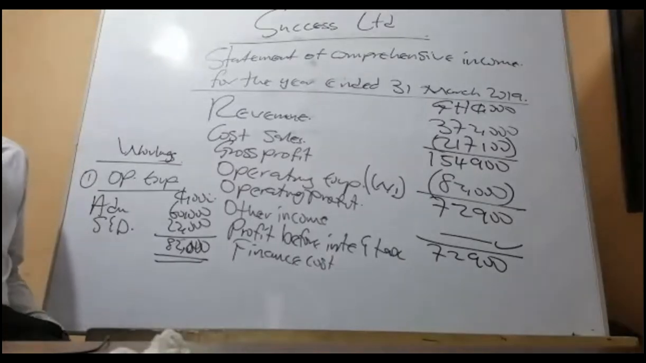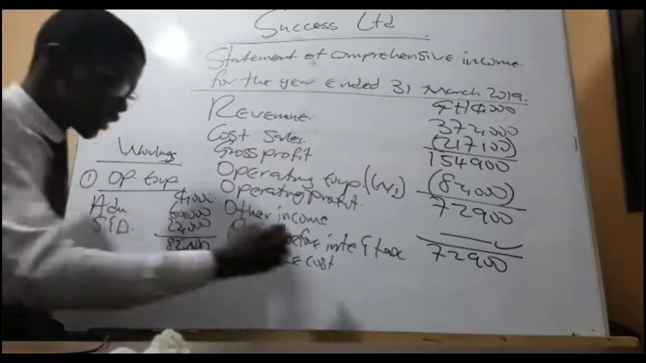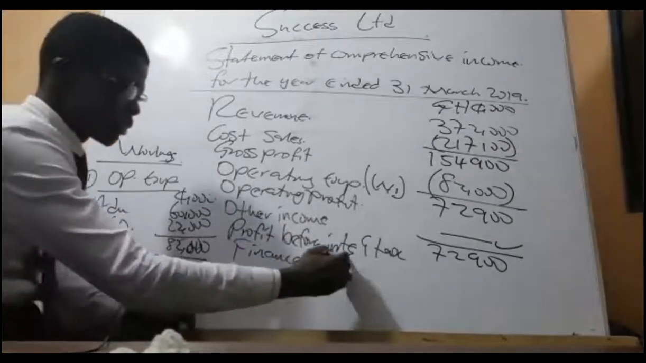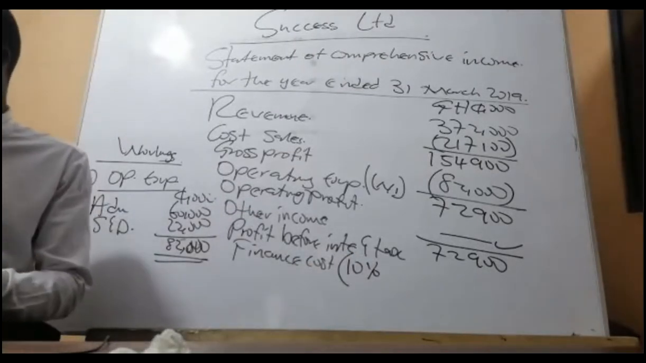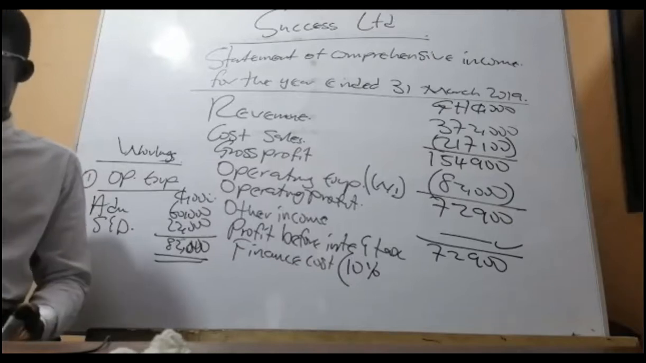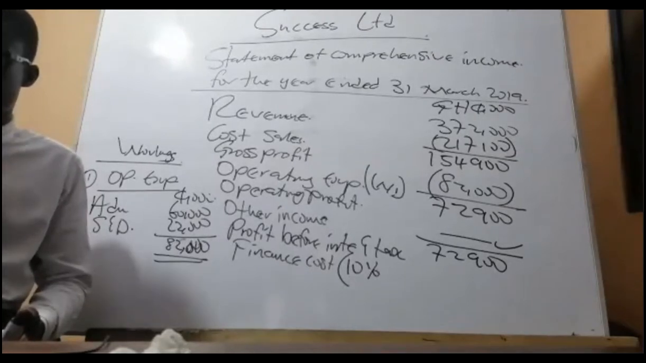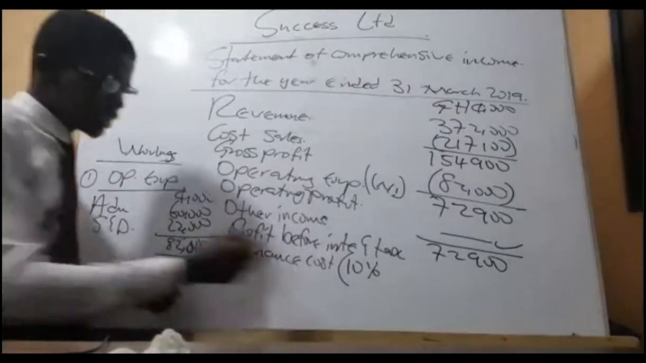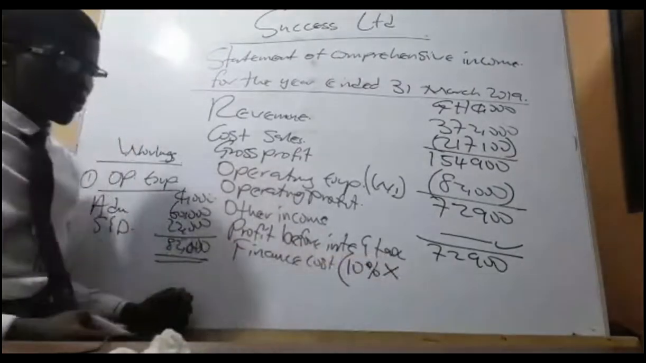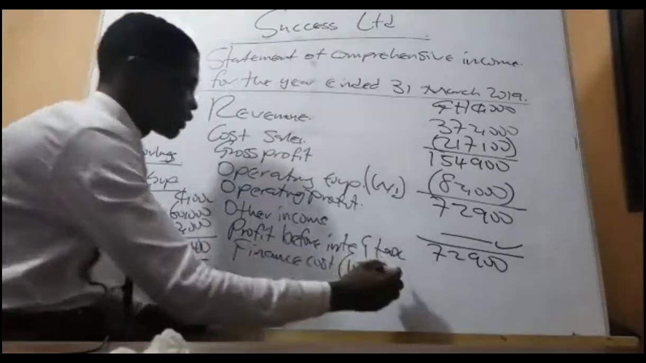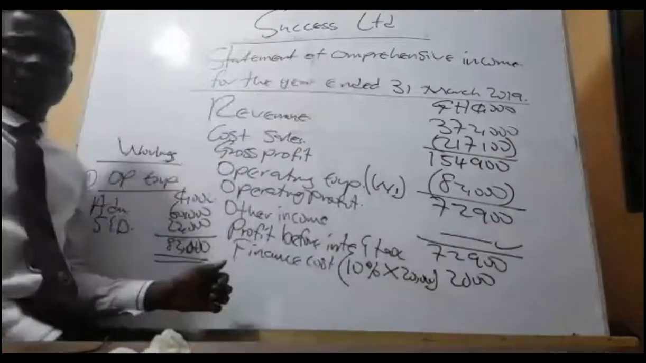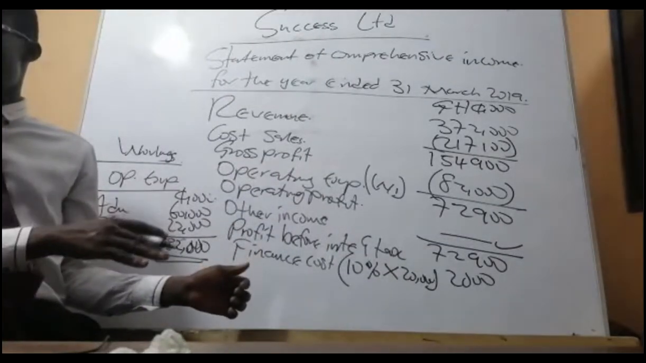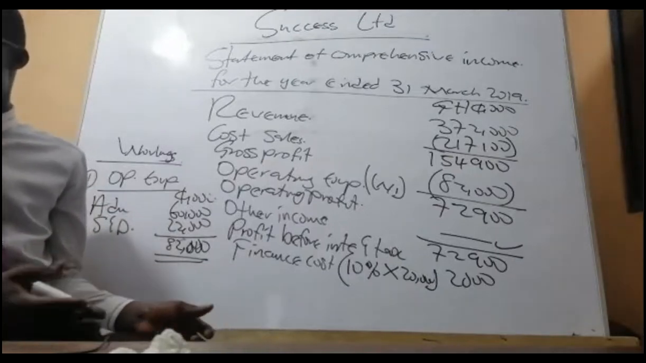Now, the working should be like this: 10% on the loan note, because it's a 10% loan note and the value is what? 20,000, right? The value is 20,000. The 10% is on the value of the facility, the principal, right? So 10% on the 20,000 is 2,000. Interest expense.